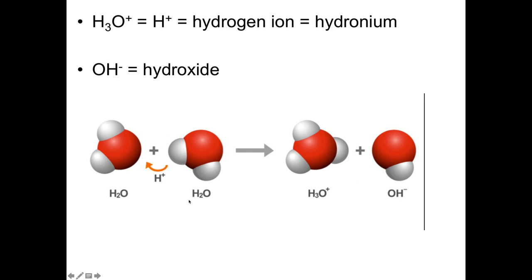And so where the pH scale comes from is that water goes through this process of autoionization. So you have H3O+, which equals H+. These are interchangeable. You can call that a hydrogen ion or a hydronium, and then OH- is hydroxide. Every once in a while, two water molecules are going to collide together, and when that happens, the hydrogen on one is going to go onto the other, and then you'll have H3O+ and OH-.